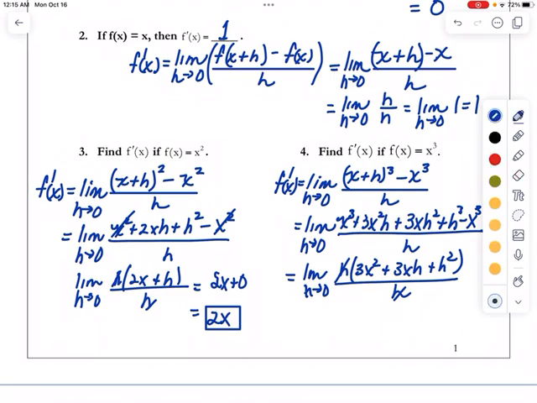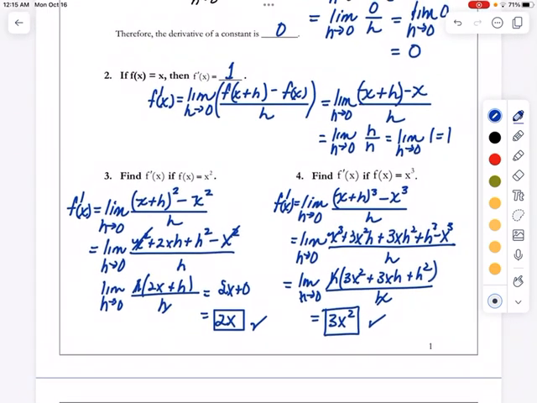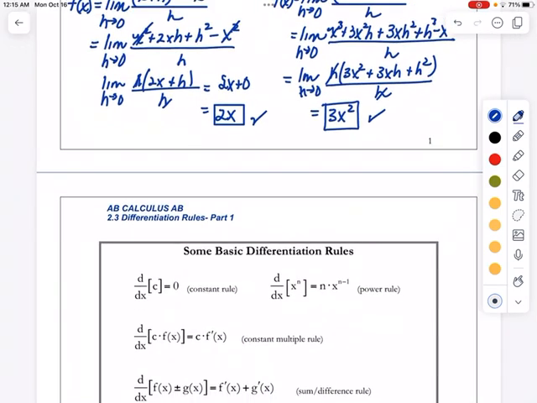And just plug in 0 for h. So that's equal to 3x squared, which we know to be true using the power rule. Okay, all right, moving on.